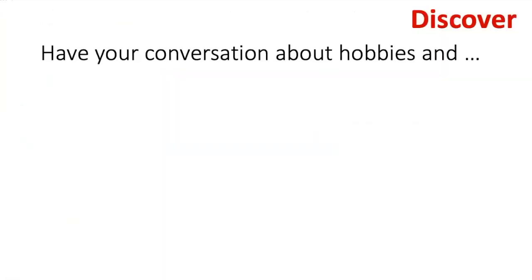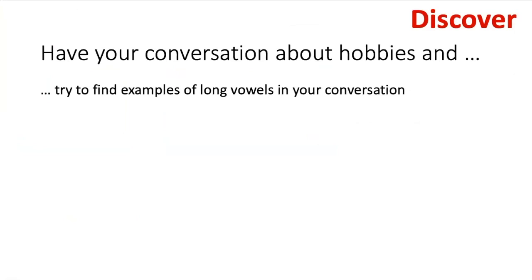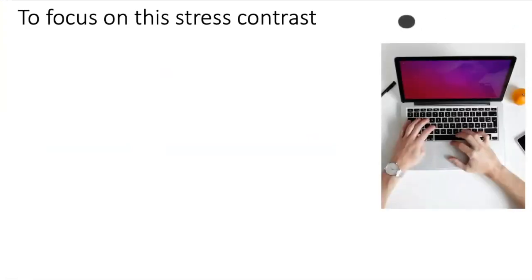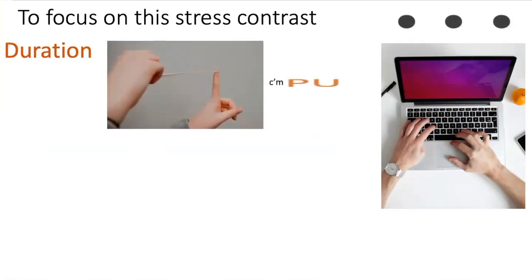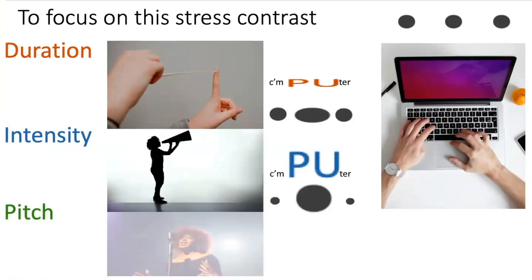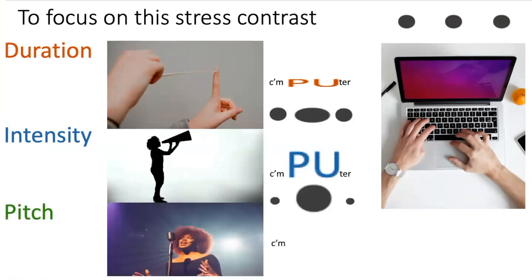So have a conversation about hobbies and try to find examples of those things, as I just mentioned before. To focus on stress contrast, remember again, it's important to focus on one. So focus on the duration. Okay. I use hand signals to try to explain the length, or I use other hand signals to explain the intensity, or another one for pitch. And I'm sure you can figure out what would be suitable ways to get students to consider this side.